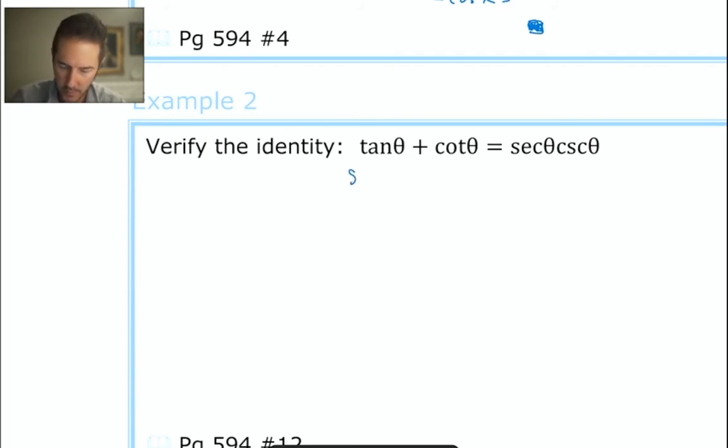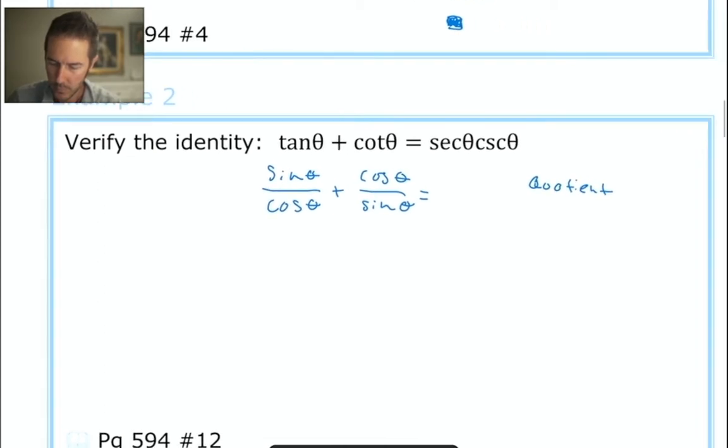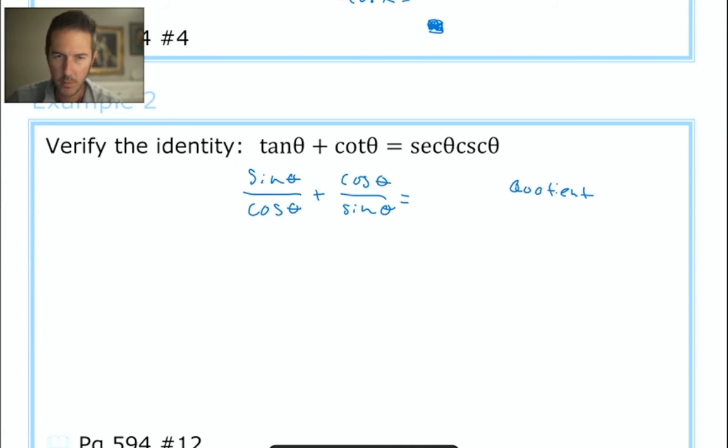All right, so tangent is sine theta divided by cosine theta, plus cotangent. Cotangent is cosine theta over sine theta. So those were two versions of the quotient identity. I could write identity at the end of all of these. All of these are going to be identities. Well, a lot of them anyway.